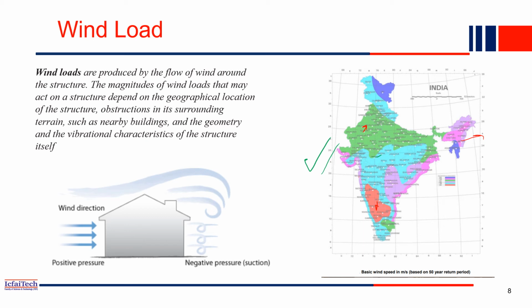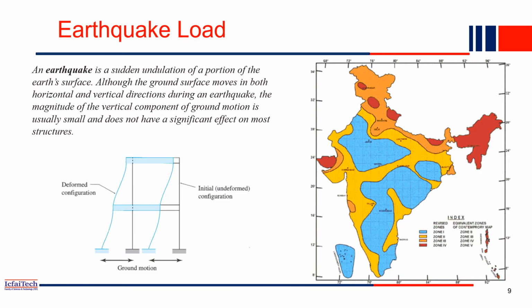This map is prepared from the last 50 years of data they have considered, and they prepared a map of India. So whenever you construct a building in, maybe, Bihar, you have to take whatever wind speed is there in Bihar. If you construct a building in Andhra Pradesh, you have to take the wind speed values of Andhra Pradesh, and design the structure accordingly. So that's about the wind load.